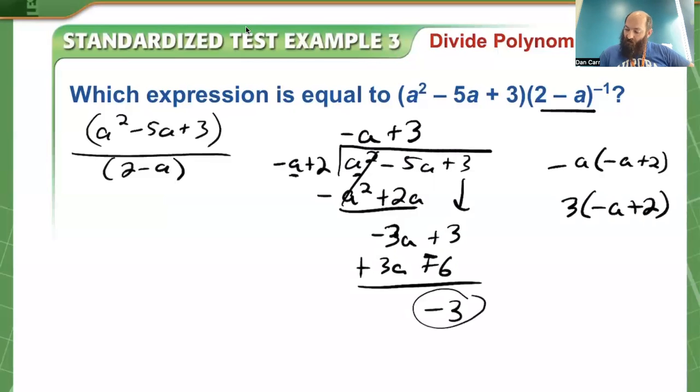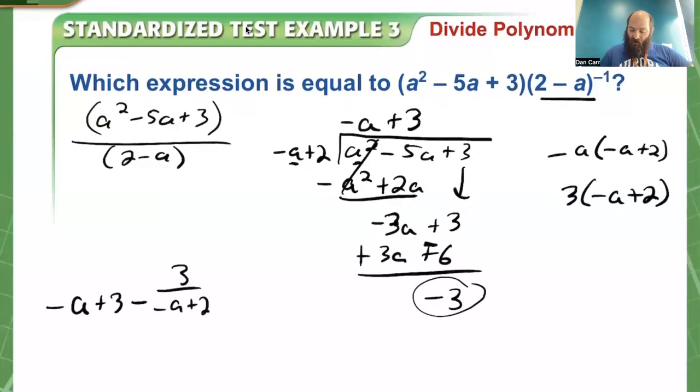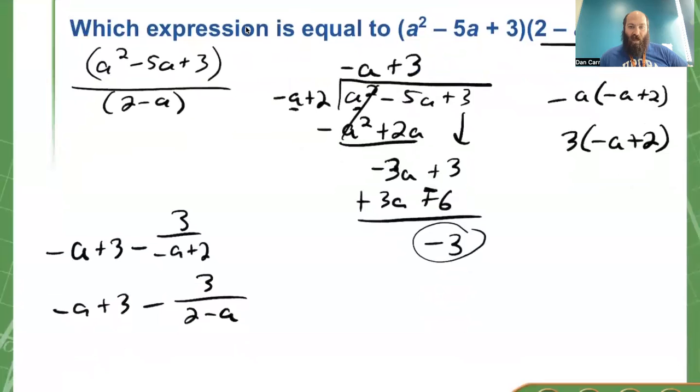So I'm going to have, for my final answer, negative a plus 3 minus 3 over, and I can leave it as negative a plus 2, like that. Or I can switch it around and make it 2 minus a. Negative a plus 3 minus 3 over 2 minus a. Okay, and there's my final answer for that problem.